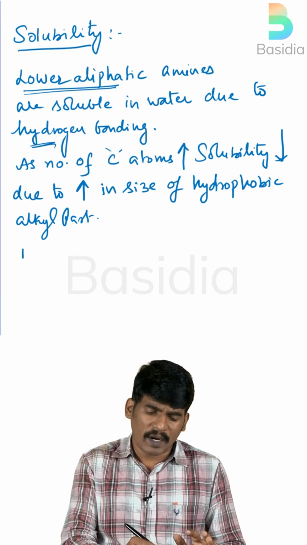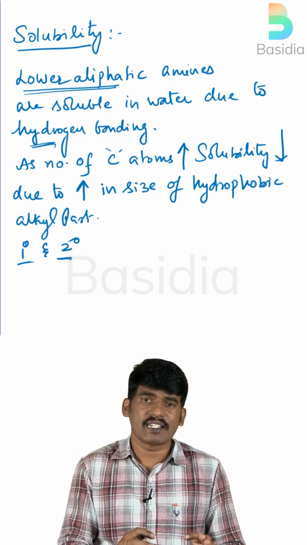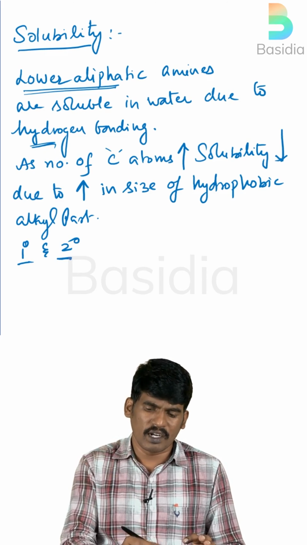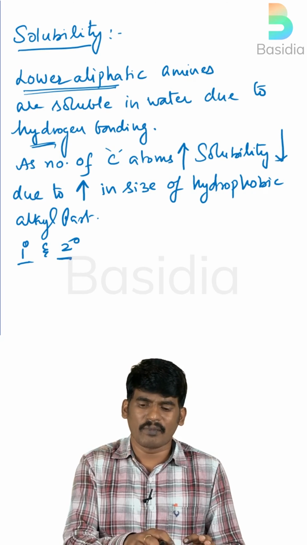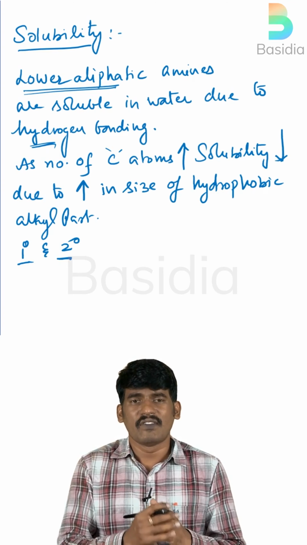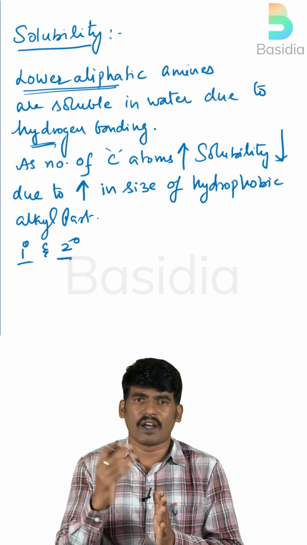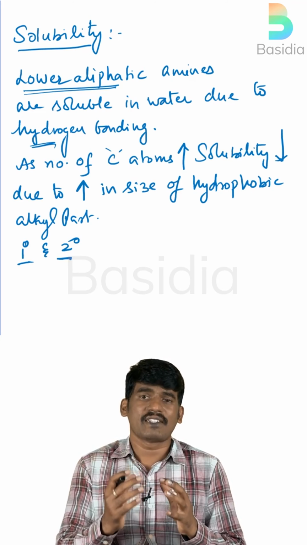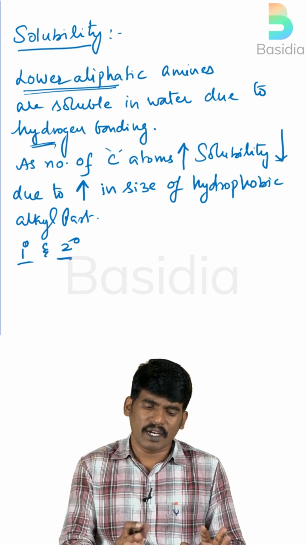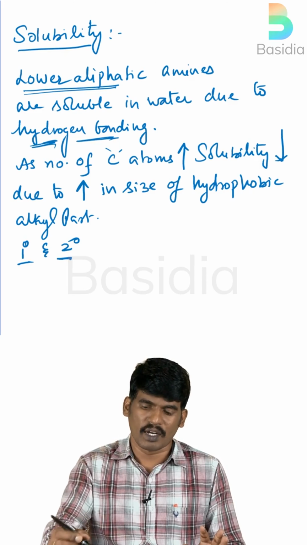When we talk about primary and secondary amines, they are well engaged in intermolecular hydrogen bonding, between the nitrogen of one molecule and the hydrogen of another. But tertiary amines are less associated with the hydrogen of the water molecule, so they have less hydrogen bonding capacity compared to primary and secondary. So the solubility of these amines can be explained with the help of hydrogen bonding.